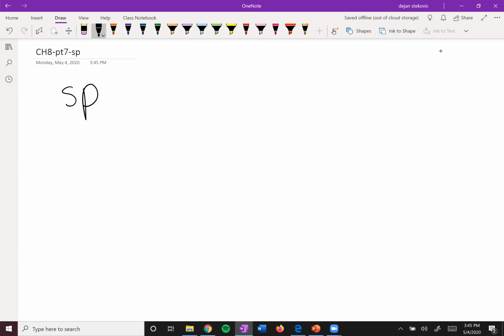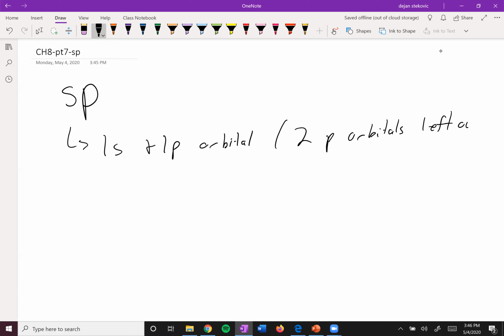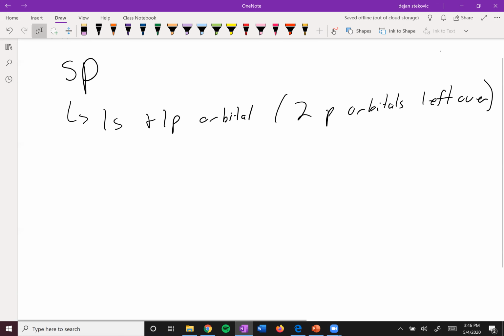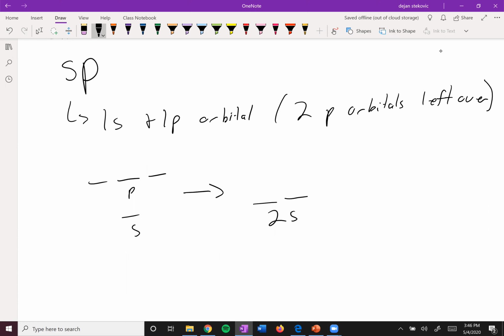All right, so next up is sp hybridization. So we've got two things attached, and we're going to mix one s orbital and one p orbital. And so we're going to have two p orbitals left over. Right, so here's a little diagram of that. We'll end up with two sp orbitals and then two p orbitals left over.